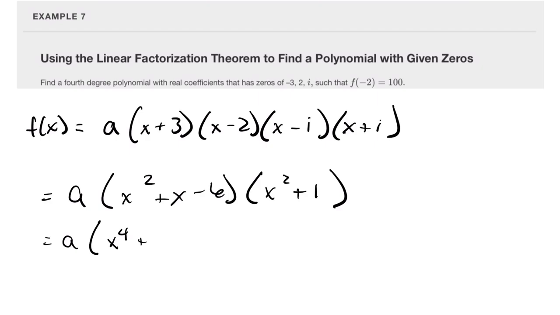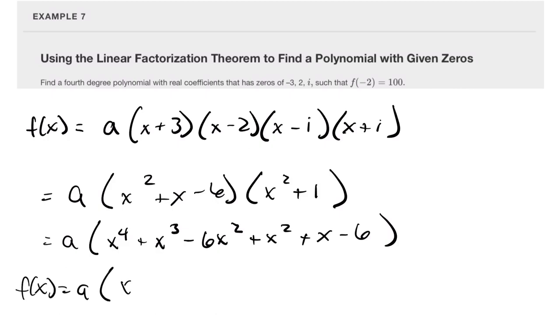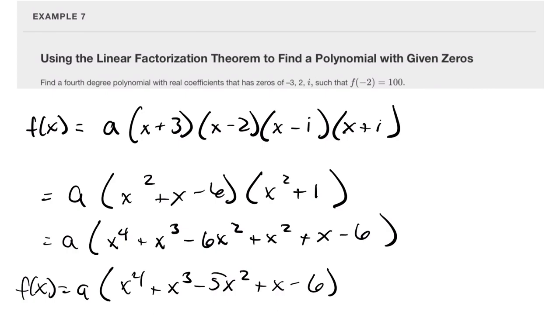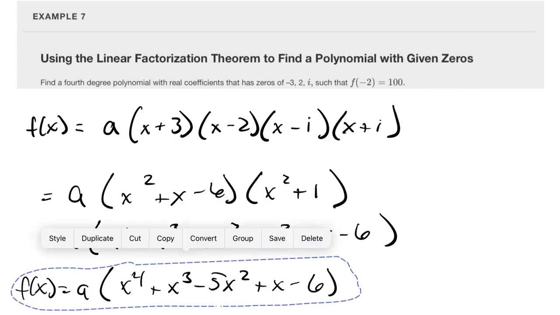Let me see. Okay, we'll do this. So let me see. That's x to the 4, x cubed, 6x squared, and then repeat everything: x squared plus x minus 6. Okay. Combine like terms. x to the 4, x cubed, minus 5x squared plus x minus 6. And then if we let, when x is -2, y is 100. Let me duplicate this side. Again, when x is -2, y is 100.